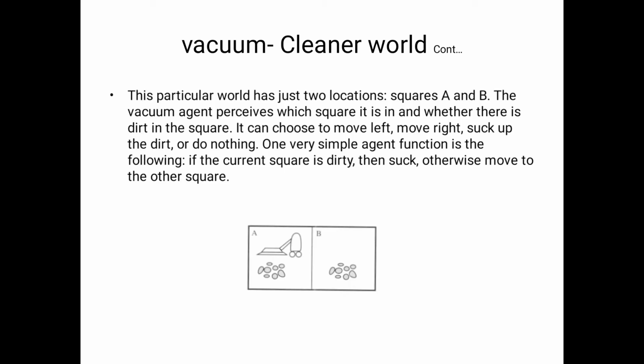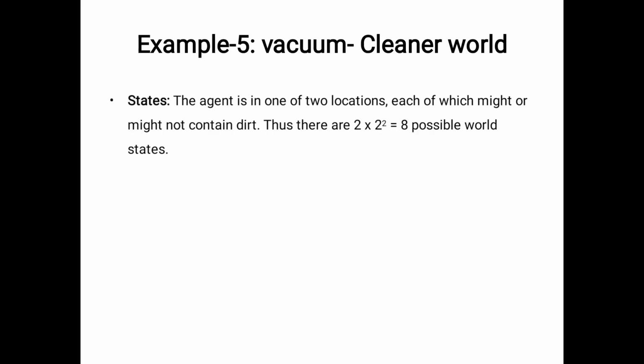Here the actions are move left, move right, if dirt is available suck up the dirt, or do nothing. One very simple agent function is the following: if the current square is dirty then suck, otherwise move to the other square or do nothing. Now we will see what the states are, what the initial state is, and so on. Here 8 possible states occur in the vacuum cleaner world example.